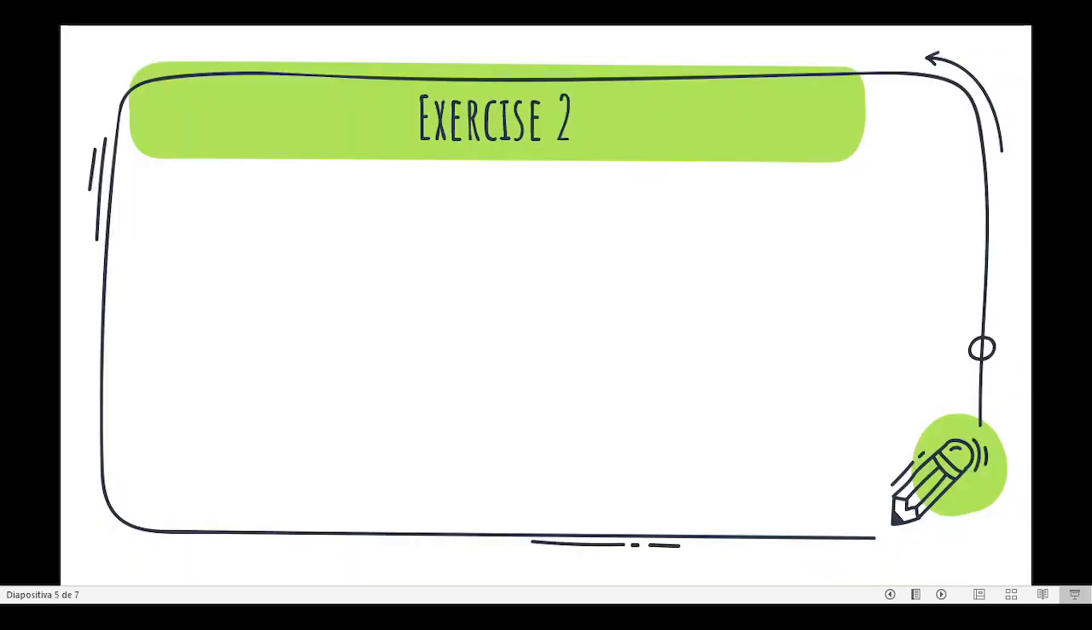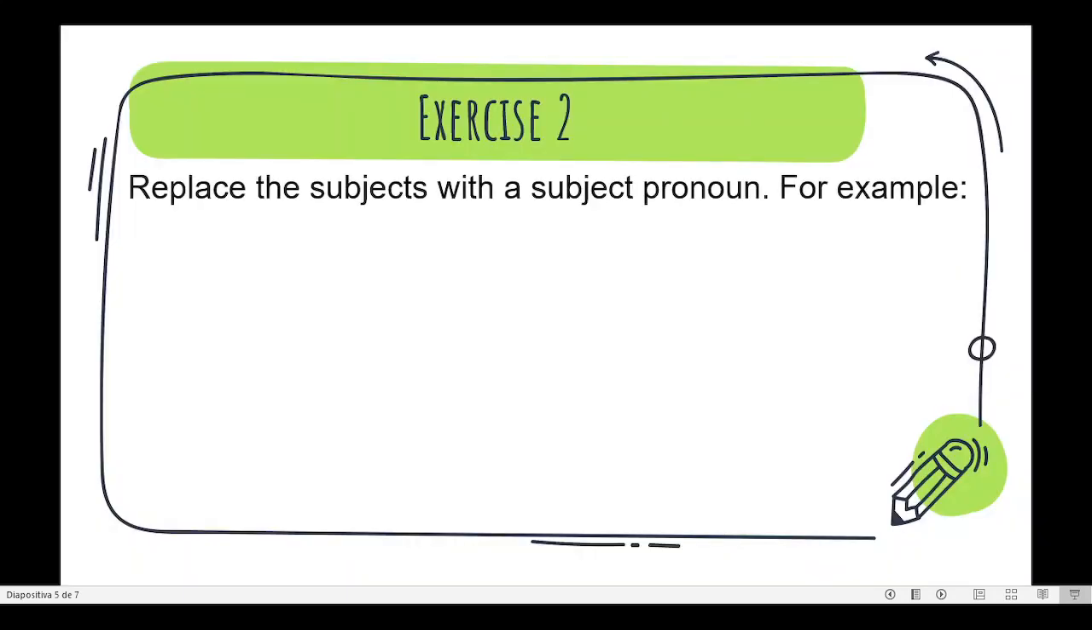Excellent. And let's finish this with another exercise. Replace the subjects with a subject pronoun. For example, a cat is on the table. In this sentence, a cat is the subject, so it can be replaced by the subject pronoun it. It is on the table.